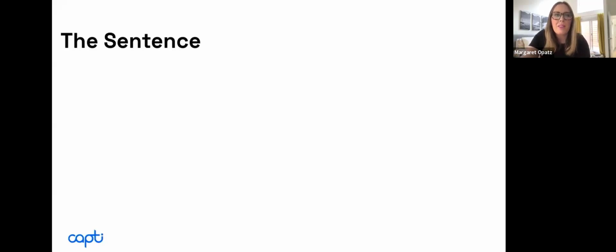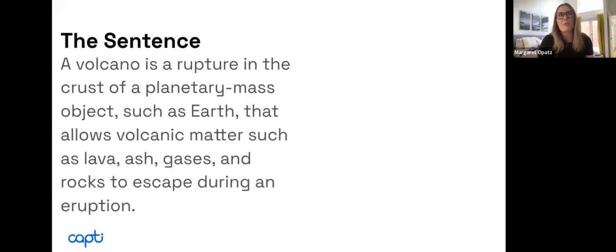When we think about the sentence, it's a mighty aspect of language when we get into disciplinary texts. I'm going to share a sentence from a 5th grade science textbook, and all I want you to do right now is read this sentence and see if you can make sense of it. Remember, it's from a 5th grade science textbook.